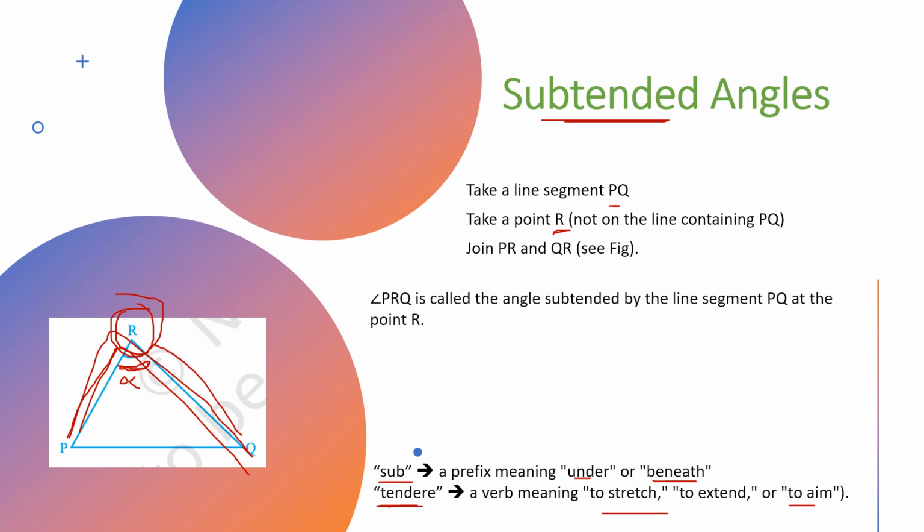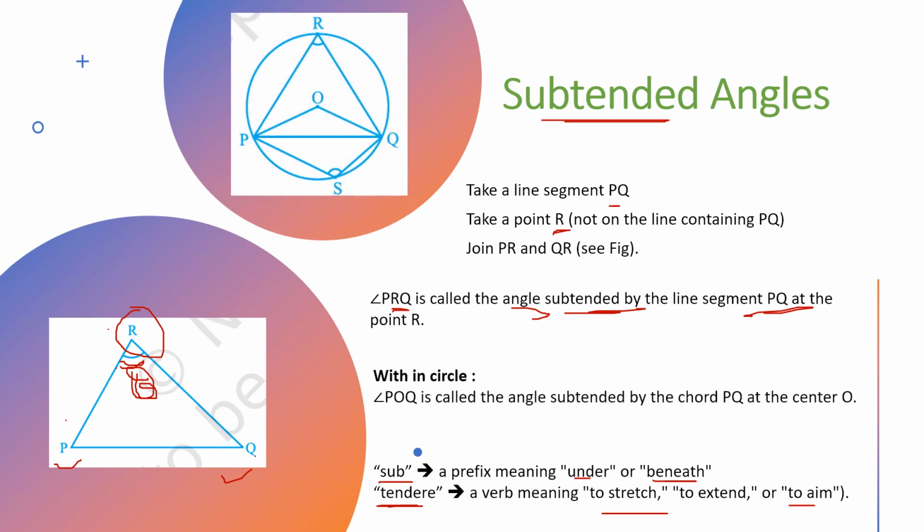Coming to the exact topic we are discussing, observe this angle PRQ. This creates an angle theta. I can call this theta an angle subtended by the line segment PQ at the point R. That's how I can call this. In simple words, this is a subtended angle. This angle theta is a subtended angle of line segment PQ.